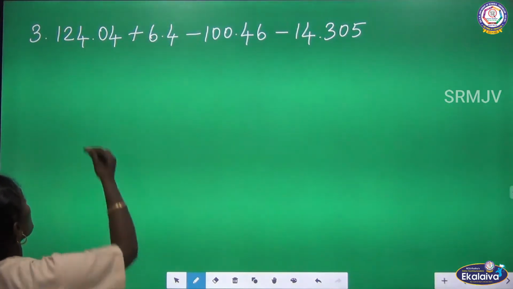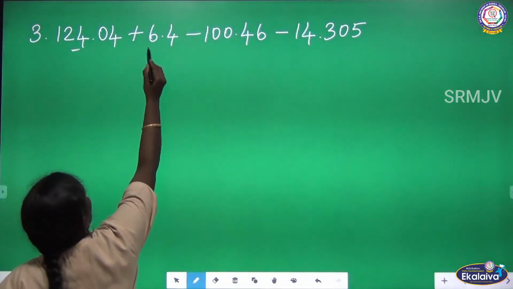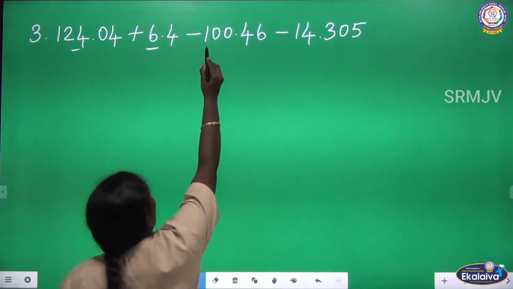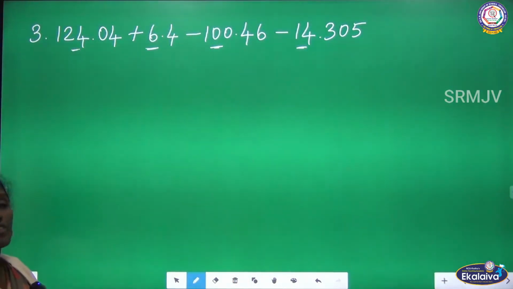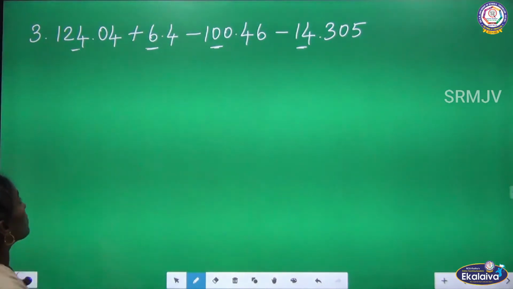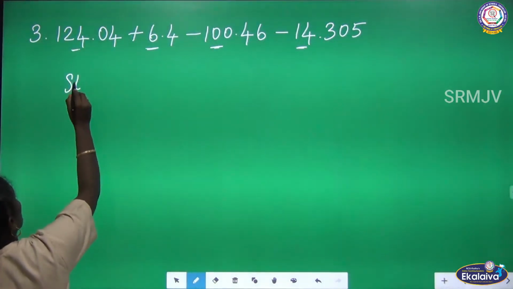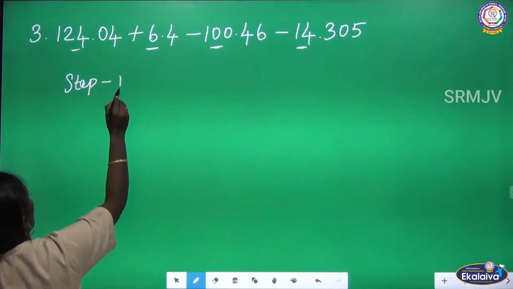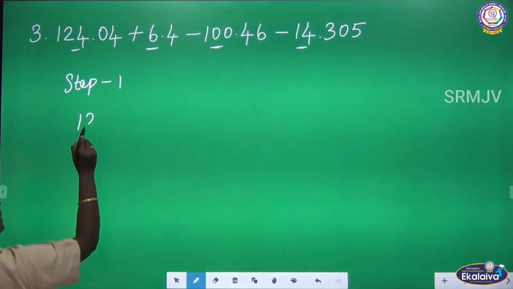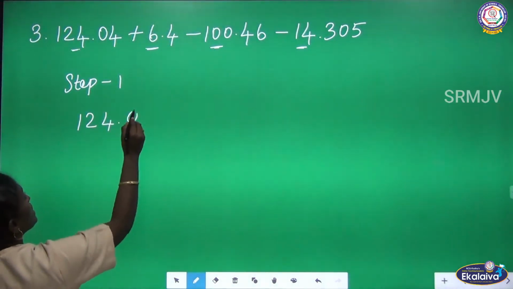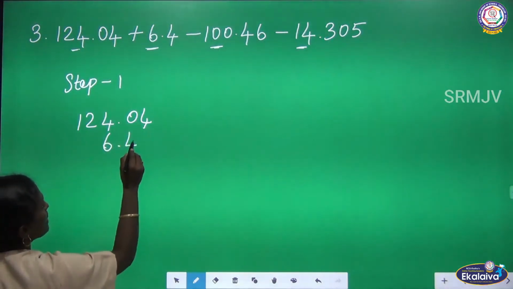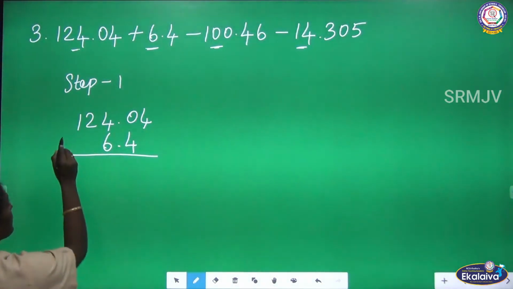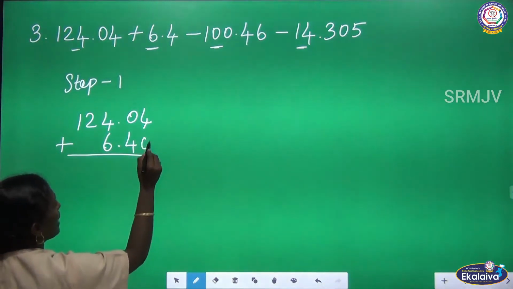124.04. Here also we are having two numbers having plus symbol and two numbers having minus symbol. So first in step 1 we have to add these two numbers. Okay. So step 1. First number is 124.04 and 6.4. We have to arrange the numbers properly. Okay. Here we can add one 0.